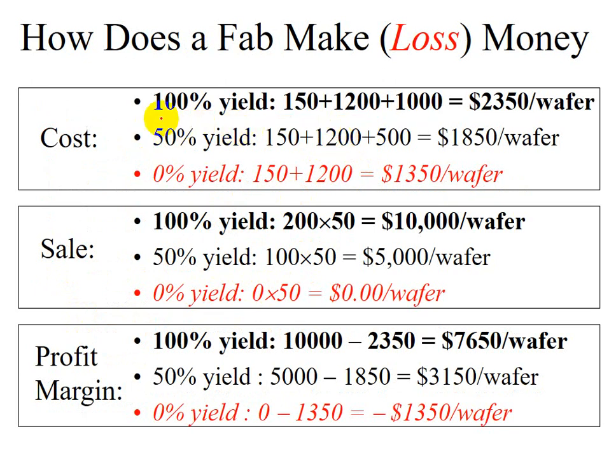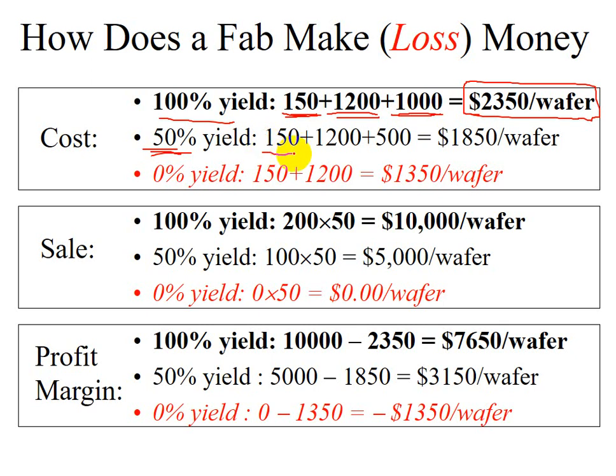If you have 100% yield, all the chips and packaging are good, so the total cost of the production will be $150 per wafer, $1,200 for the process fee, and the chip packaging for 200 pieces of chips, $1,000. The sum would be $2,350 per wafer for IC fabrication.